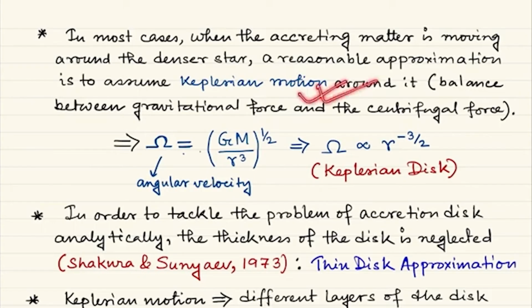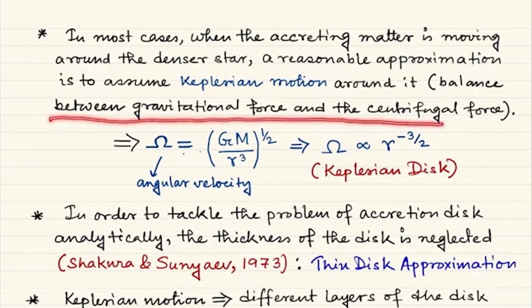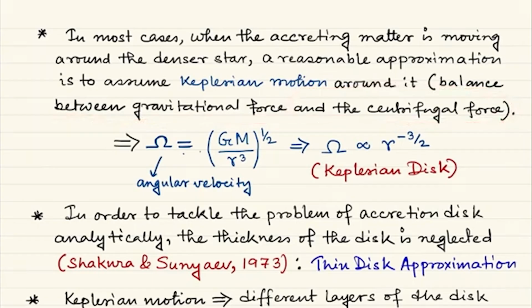What is the meaning of Keplerian motion? It is like the motion of a planet around the sun. That means the force balance on this body is just due to the interplay between the gravitational attraction between that mass element and the dense star, or the center of attraction here, which is counteracted by the centrifugal force, which acts radially outward. So the gravitational force is attractive, radially inward.